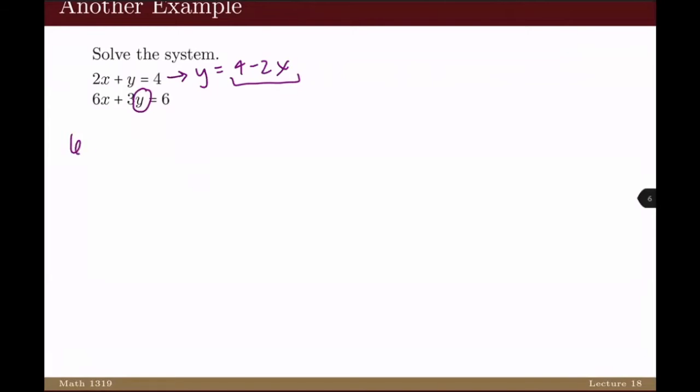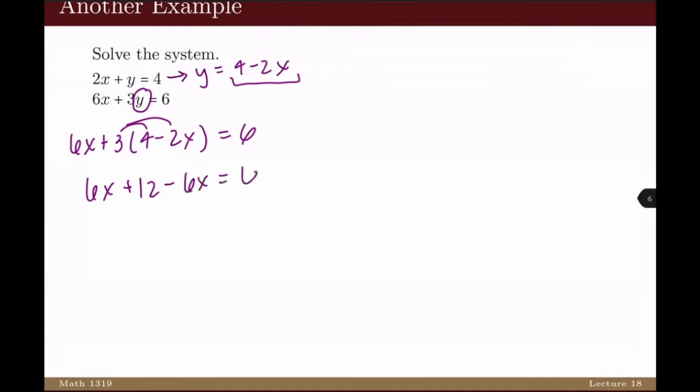So that means I'll have 6x plus 3 times (4 minus 2x) equals 6. And I just distribute this 3, so I get 6x plus 12 minus 6x equals 6. And then I have a 6x here and a negative 6x here, so those cancel out to be 0. And I get 12 equals 6. This is false, right? So this has no solution, and we would call these inconsistent.